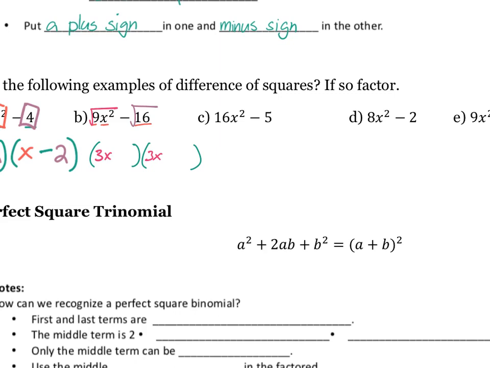And then I'm going to take the square root of the last term, which is 4. And then lastly, a plus sign and a minus sign here.